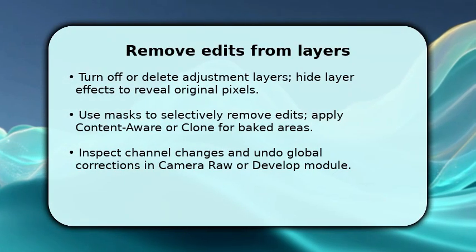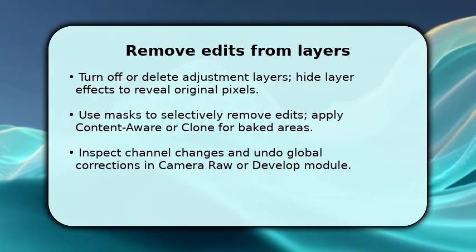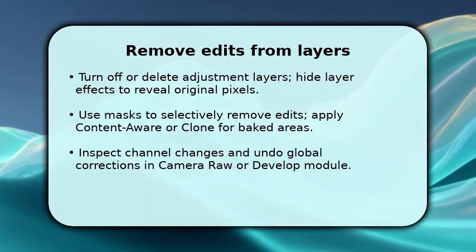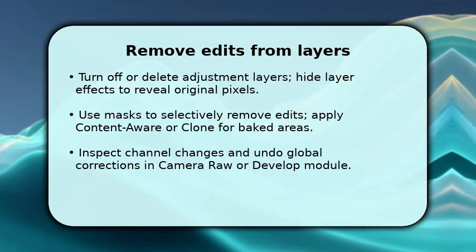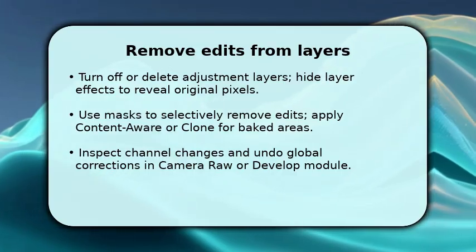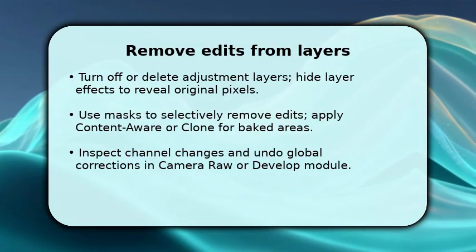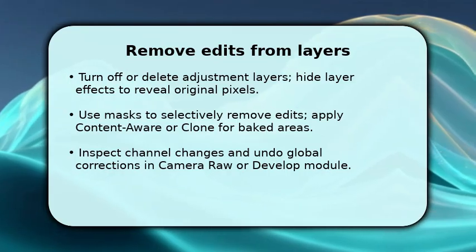Once you have a duplicate, methodically disable adjustments. Turn off or delete adjustment layers and layer styles so you can see what changed. Then use masks to remove localized edits without destroying pixels. Paint black to hide an adjustment and refine with a soft brush.